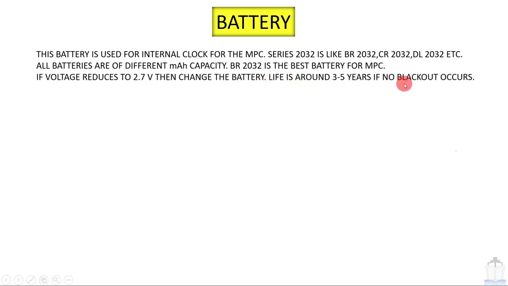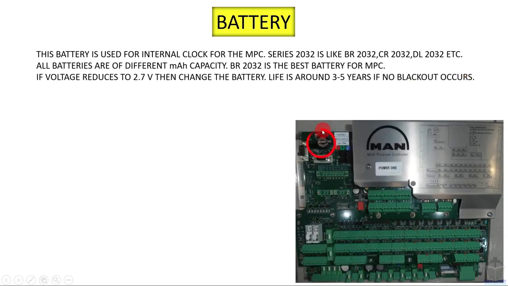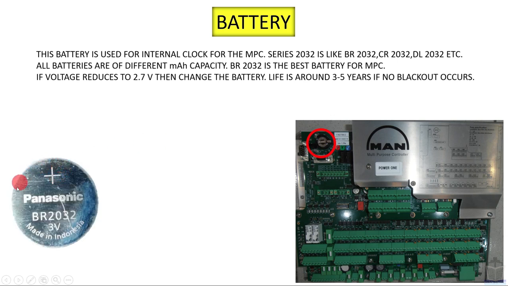Life is around 3 to 5 years if no blackout occurs. This battery is located in the MPC. You just have to pull this clamp and take out the battery. Okay, this battery looks like this, BR2032, 3 volt.